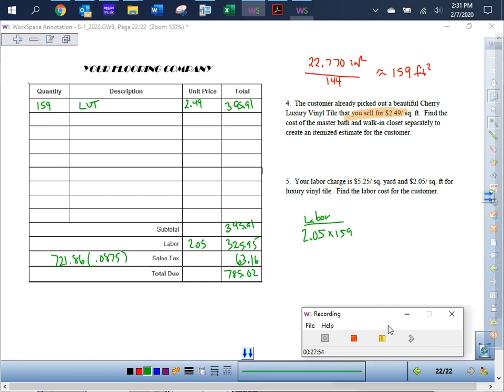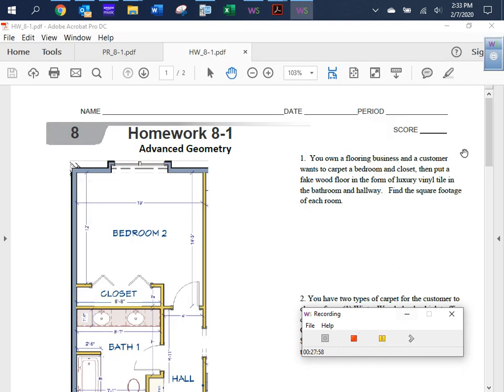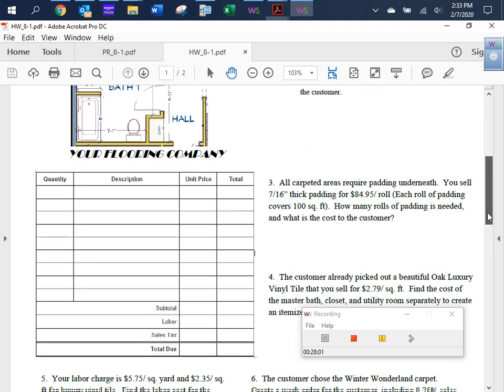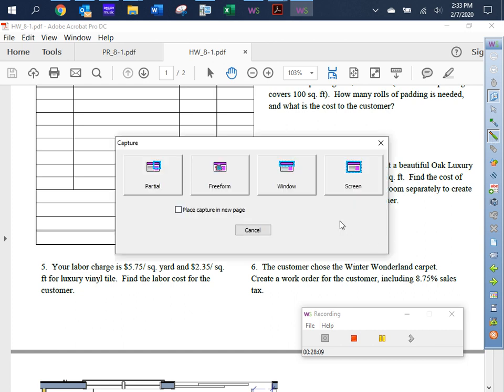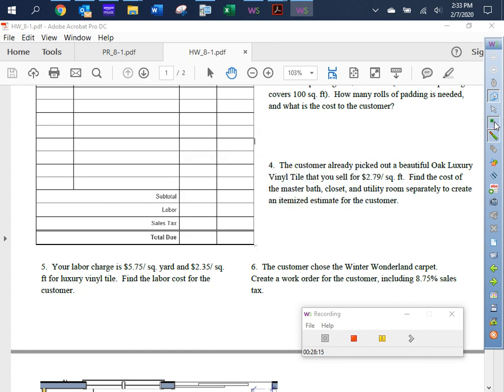There is a typo on the homework, though. Let's go fix it. So here's the homework. If you need to pause real quick, you can, but it's on question 4 here. It says all of this jazz. Right here there is a typo. It says find the cost of the master bath, the closet, and the utility room. We have to cross that out and put bathroom and hallway. It's the bathroom and hallway that they are asking us to do.